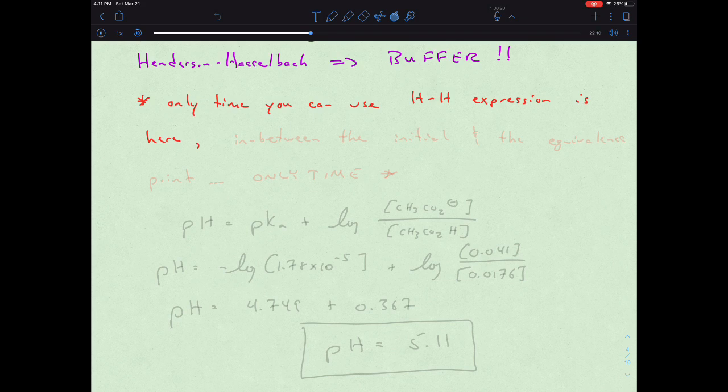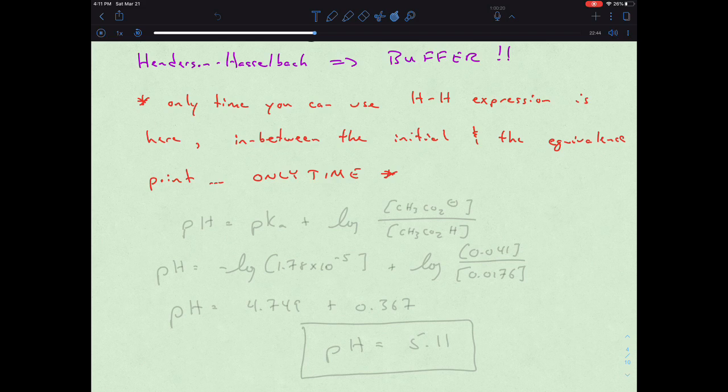And that position, right here, is basically in between the initial and the equivalence point. And I want to stress that that's the only time that you can actually use it. I just want to stress it because I see this mistake so often.